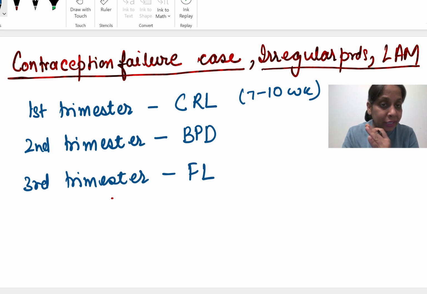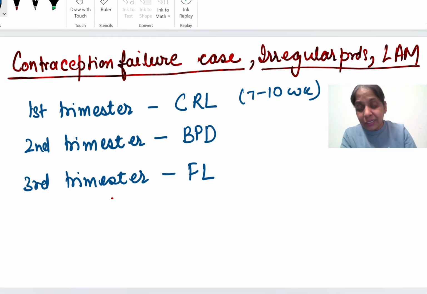And if it is asked, out of these, which is the best parameter to know the EDD, then it is CRL, no doubt. Only 2-3 days disparity is there, if it is there. Usually there is no disparity. If it occurs also, it is only 2 to 3 days disparity. Okay, so that was all about how to calculate the EDD.